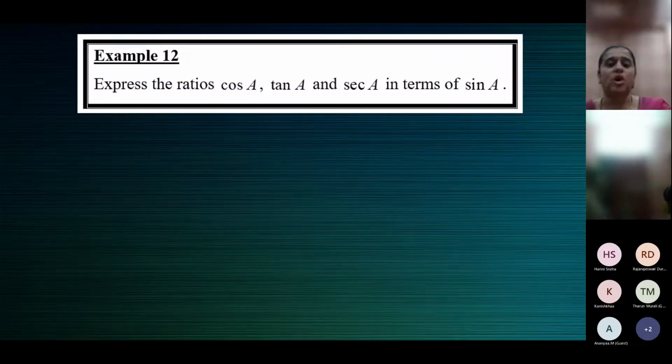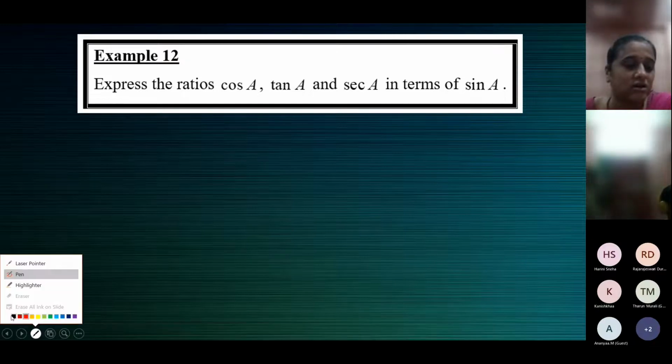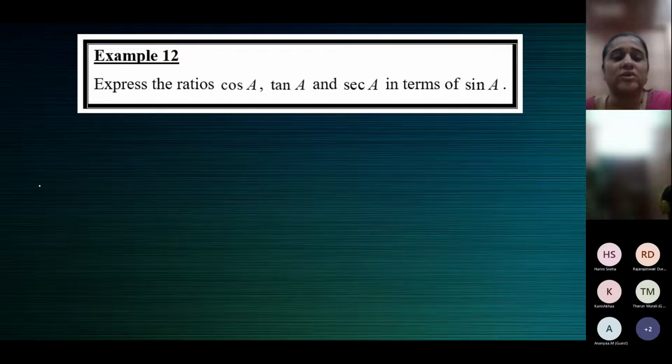Express the ratios cos A, tan A, and secant A in terms of sin A. You must express cos A in terms of sin A, tan A in terms of sin A, and secant A in terms of sin A. Fine. So now how do we write cos A in terms of sin A? Can you tell me an identity which connects sin theta and cos theta, or sin A and cos A?